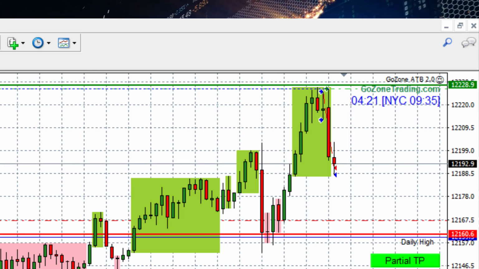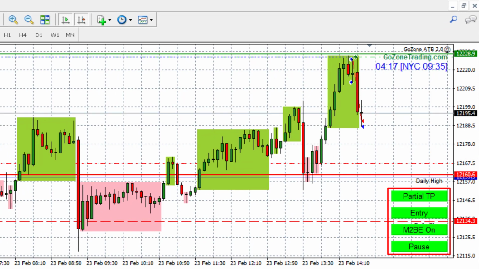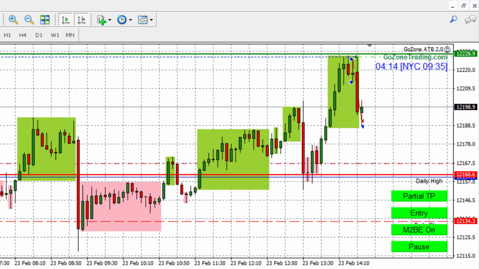In this example, I'm not interfering with the ATB by using any of the interactive buttons. If you're actively day trading this, you most certainly could have used the pause button since the Go Zone had started 30 minutes before the open. However, we're going to let the ATB execute our original trading plan as if we were not watching the chart at all.